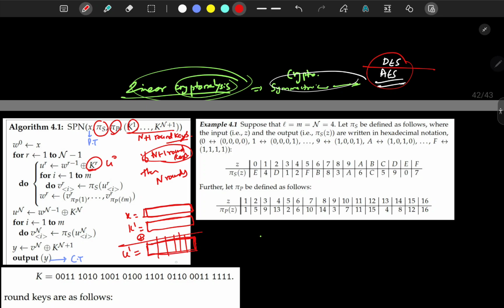Divide in such a way that at the end of the day we have m blocks. If the total size is p bits, then after m blocks, how many bits does each block contain? P by m bits. It doesn't matter, just keep it in mind. So the main intention is m blocks. Now for each block, take this one.